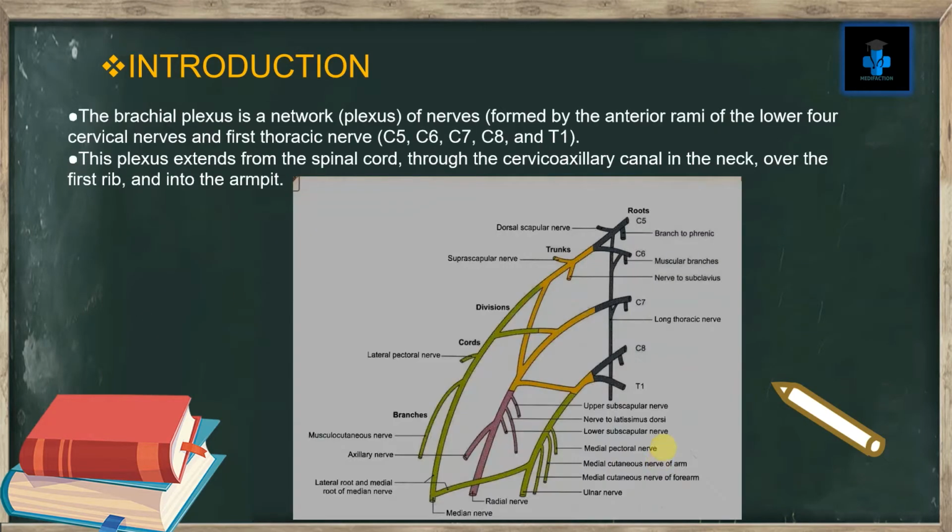So let's get started. The brachial plexus is a network of nerves that is formed by the anterior rami of the lower four cervical nerves and the first thoracic nerve, which are specifically C5, C6, C7, C8, and T1. The plexus extends from the spinal cord through the cervico-axillary canal in the neck, over the first rib, and into the armpit. So here you can see the C5, C6, C7, C8 and T1.